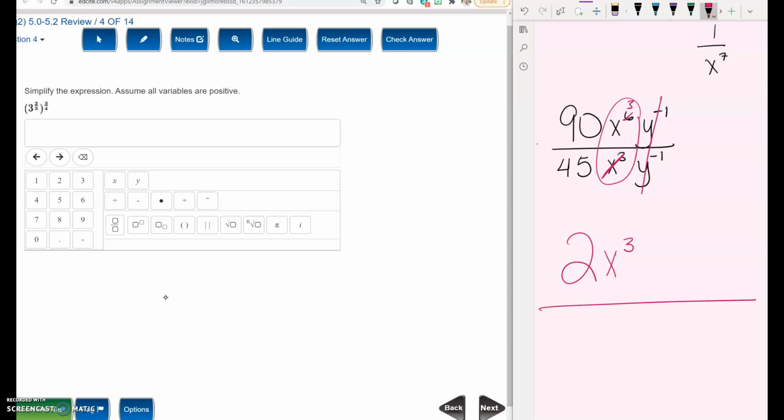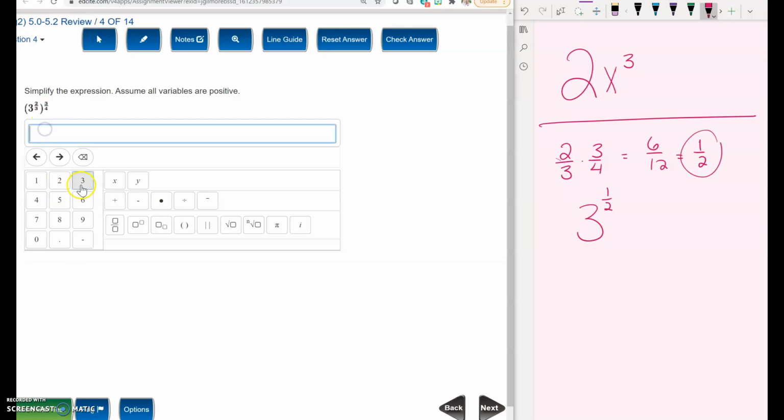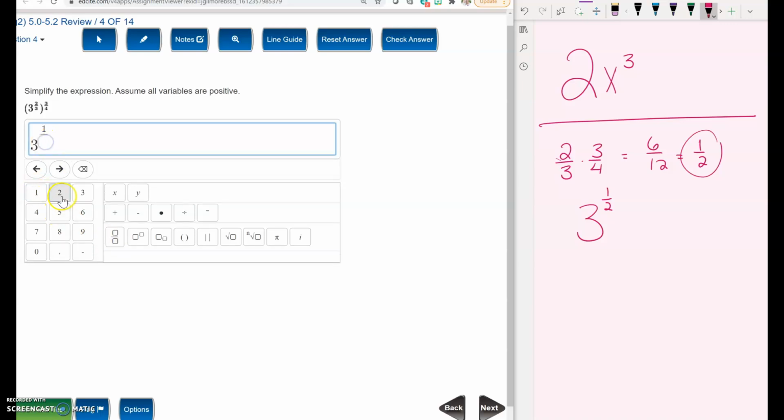3 to the 2/3 raised to the 3/4. You'd multiply those exponents together. So we need to do 2/3 times 3/4. So do this in your calculator. You can multiply this and get 6/12 and then simplify that to 1/2. So you can do this using your actual brain to do the fraction multiplication, or you can use your calculator. 2 ABC button 3 times 3 ABC button 4, and then simplify that fraction. It is 1/2. So this is 3 raised to the 1/2. So in here we would type in 3 raised to the fraction 1 over 2.